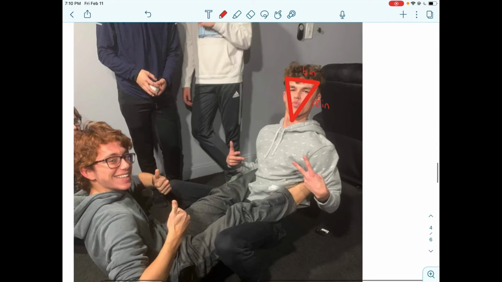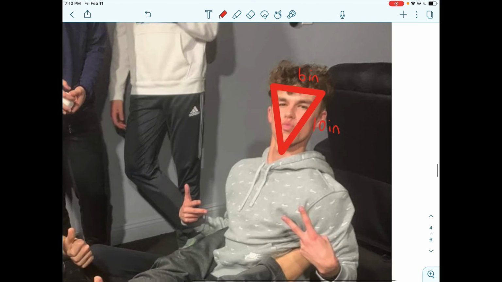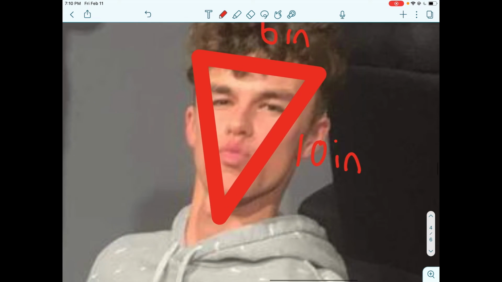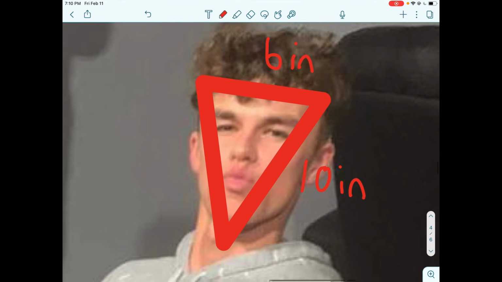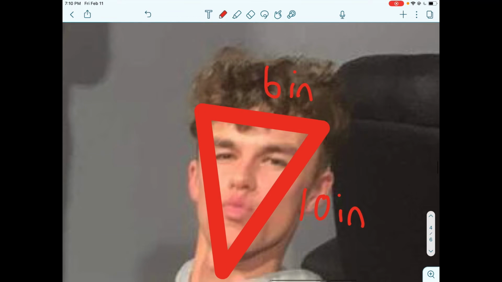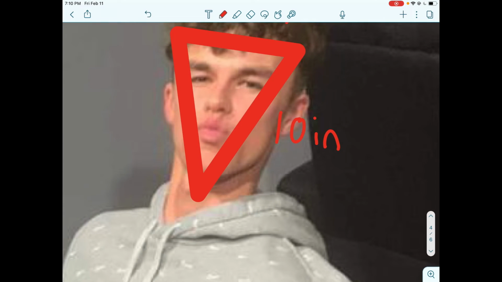Alright, next we got isosceles triangles. So since this is just a fundamental course, I'm going to go over this one pretty quickly. So isosceles triangles are triangles where 2 of the sides are the same length, but the base is a different length. So as you can see in this example of an isosceles triangle right here, the base, which is this one at the top, is only 6 inches. But the side that we have is 10 inches.